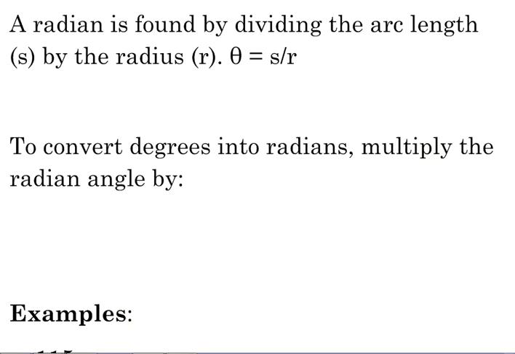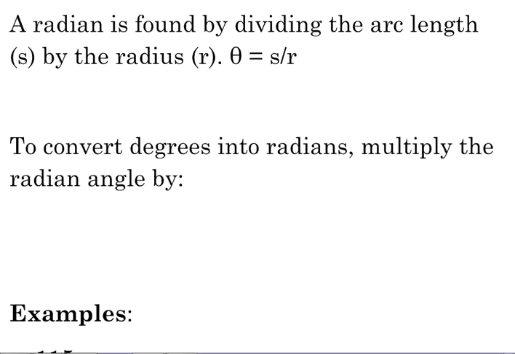So I need to tell you just kind of where it comes from. You don't have to worry about really understanding it, but a radian is found by dividing the arc length S by the radius R. Okay, so theta equals S divided by R. That is one of the definitions of a radian. But here's what you need to worry about.